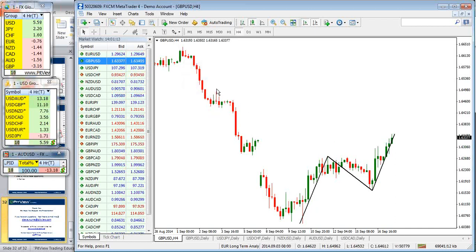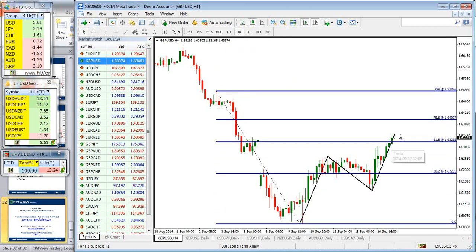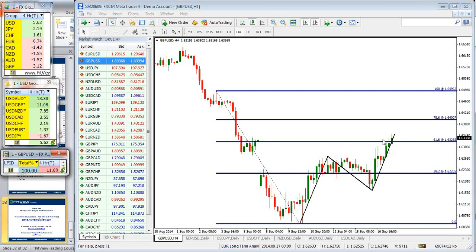Let's see, swing highs, swing lows. Let's see here. Kind of covering the gap from the weekend. Maybe looking for opportunities to sell pound as it's coming up. This is what we call a divergence, because it's showing obviously selling pressure on pound dollar. Yeah, -11 on the 4-hour time frame. Maybe even looking to sell it if it comes up to the 78.6% retracement.